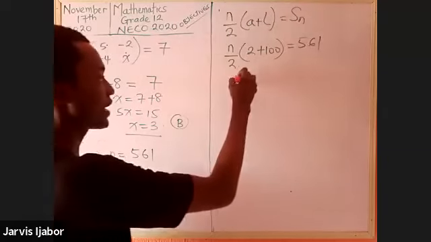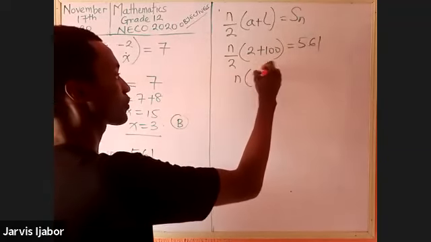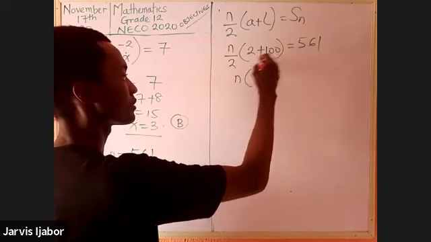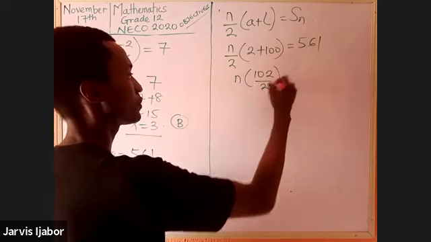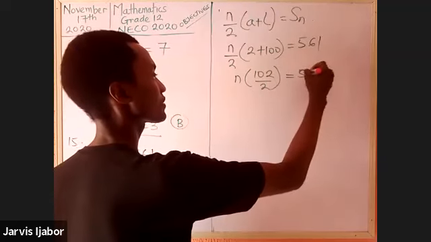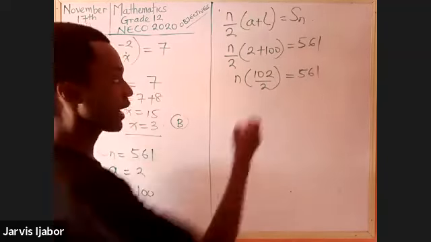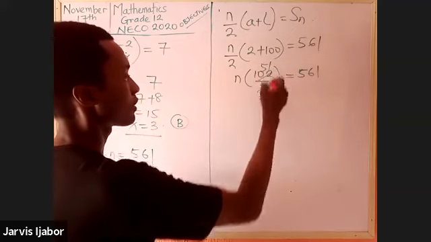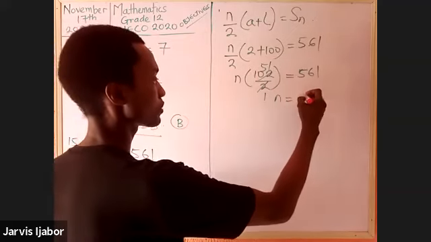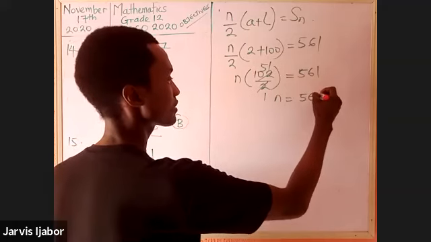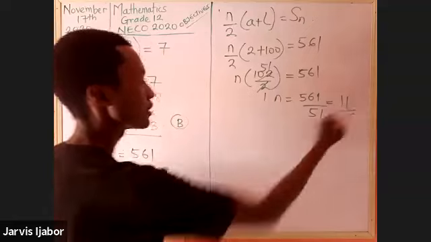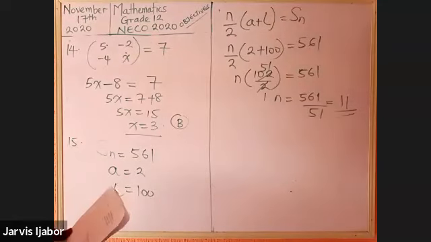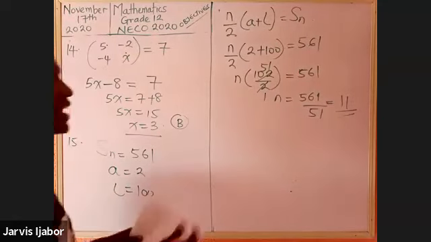So how do you do that? This will now be N into 102 divided by 2 equal to 561. I can cancel this. N will now be equal to 561 divided by 51. And that will give me 11. So the number of terms in this question will be 11. And the answer is B.